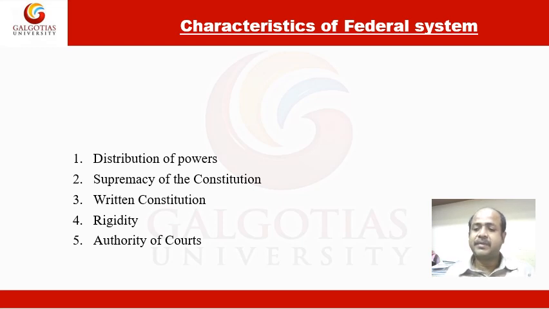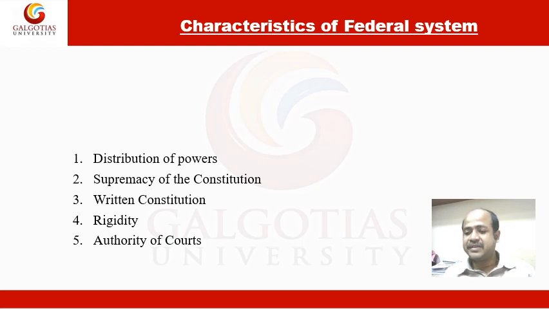The second thing is the supremacy of the constitution. Here neither the state government nor the central government is supreme, nor the executive, the legislature, or the judiciary. None of them is supreme. The constitution is supreme. The constitution itself has demarcated the areas between the center and the state government, as well as the areas of function of the executive, judiciary, and legislature. And that constitution is a written constitution.